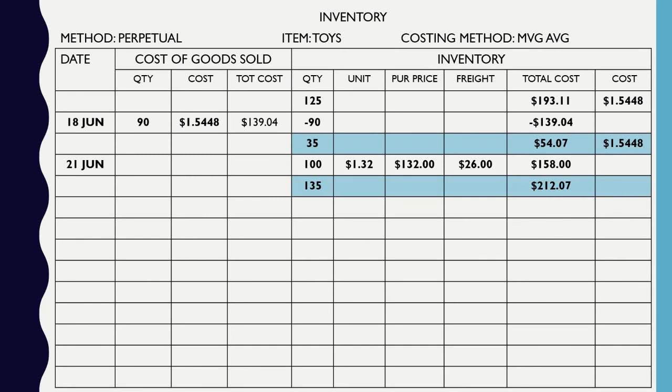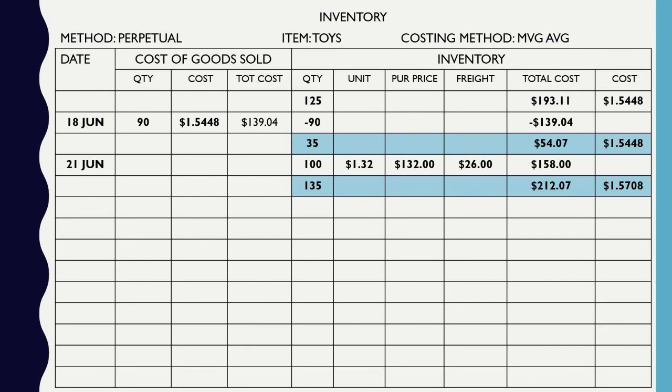Now, once again, we need to recalculate our average cost per item because now we have a new total cost and a new quantity, which is also going to skew my average because this time these cost me $1.32 per item. So this is going to skew me up to $1.5708.